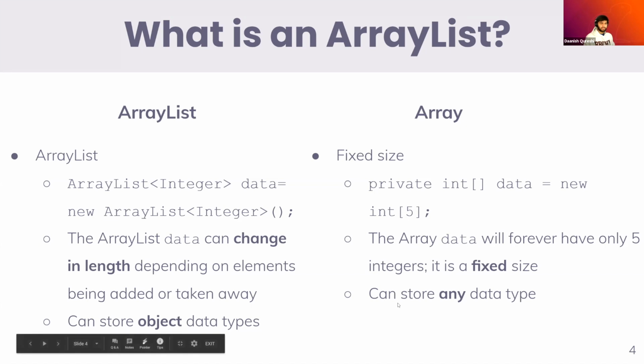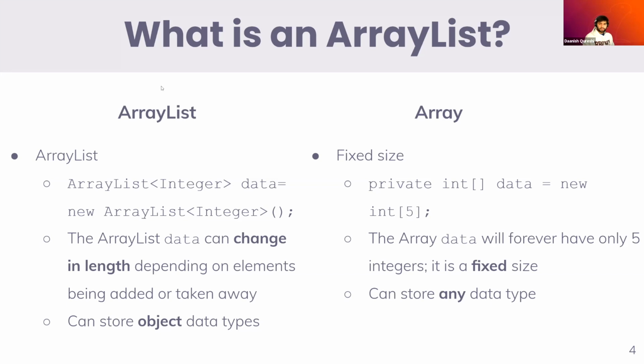And arrays can store basically any data type. It can store a string. It can store doubles. It can store Boolean variables. Whatever you want, it can store. And we've seen this. We've seen Boolean arrays. We've seen other stuff. And we've seen arrays with strings in them.